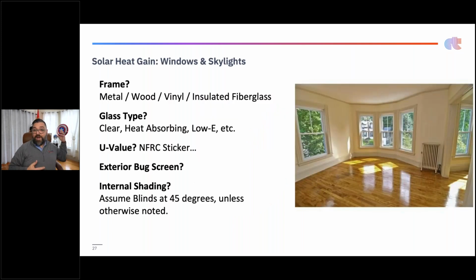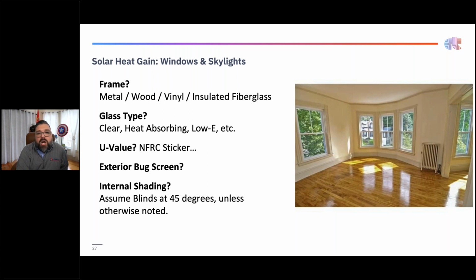This is actually a picture of my office before we moved in. The point of this is to talk about windows and what you see outside, right? So when you're identifying windows and fenestration, which makes up more than half of your heat gain, the solar heat gain of the house, you need to start with the frame. Pretty basic stuff. You need to know if it's wood, metal, vinyl, insulated fiberglass, right? Very basic frame material. And then take a look at glass type.